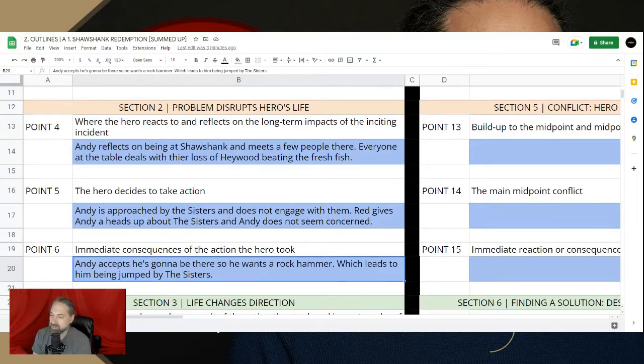So the immediate consequences is, one, Andy feels comfortable enough talking to Red. Hey, why did I call you Red? I think it's because I'm Irish. And then he's like, I want a rock hammer. By the way, he's not getting a rock hammer to escape.